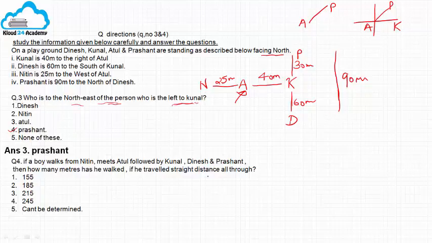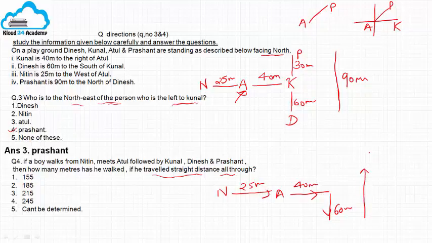If a boy walks from Nitin, so here is Nitin, the boy walks from Nitin, meets Atul, followed by Kunal, Dinesh and Prashant. Then how many meters has he walked if he travels straight distance all through? First he meets Atul, so he covered 25 meters. Then he meets Kunal, so he covers 40 meters. Then he meets Dinesh, so he covers 60 meters. And then he meets Prashant, so he covers 90 meters. So the total covered is 25 plus 40 plus 60 plus 90, which is 215 meters. So third is the answer.